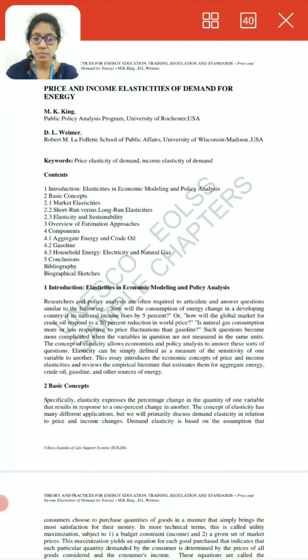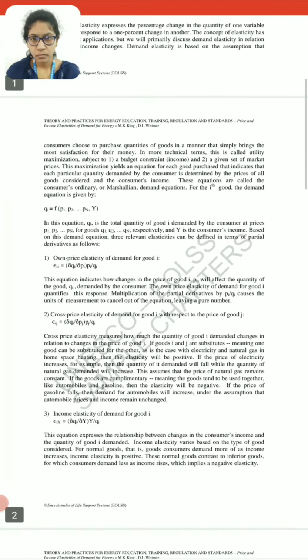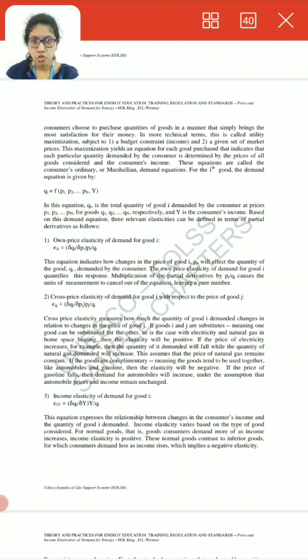Demand elasticity is based on the assumption that consumers choose to purchase quantities of goods in a manner that brings the most satisfaction for their money. In more technical terms, this is called utility maximization, subject to 1, a budget constraint, income, and 2, a given set of market prices. The maximum yield is equal for each good purchased, which indicates each particular quantity demanded by the consumer.